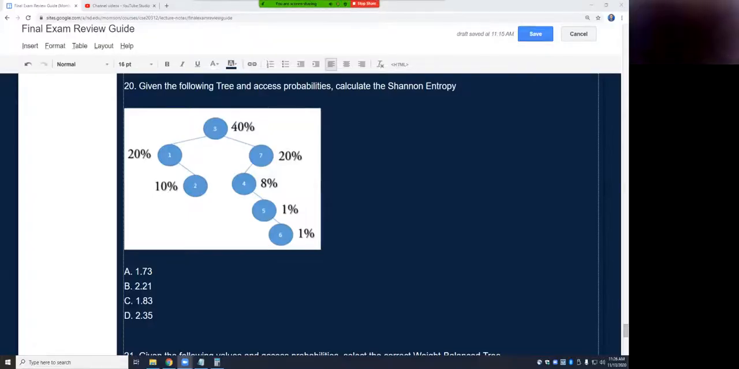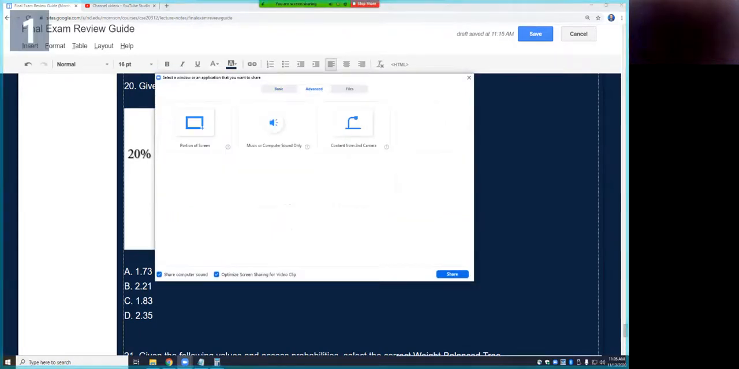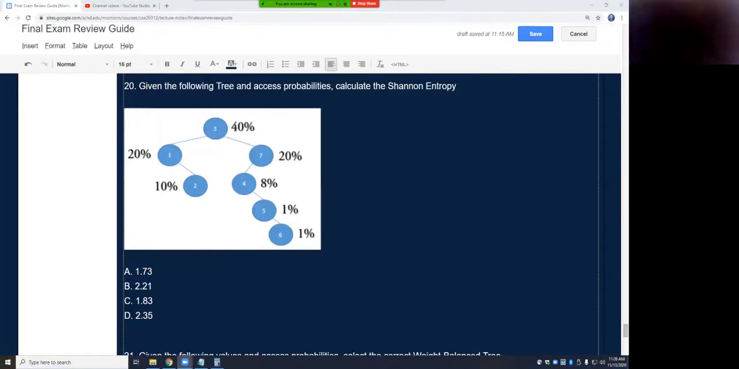Problem 20 states, given the following tree and access probabilities, calculate the Shannon entropy. So we see the probabilities corresponding to the specific nodes. So what we're going to do, let's first go over to the document camera and then determine what the Shannon entropy is.